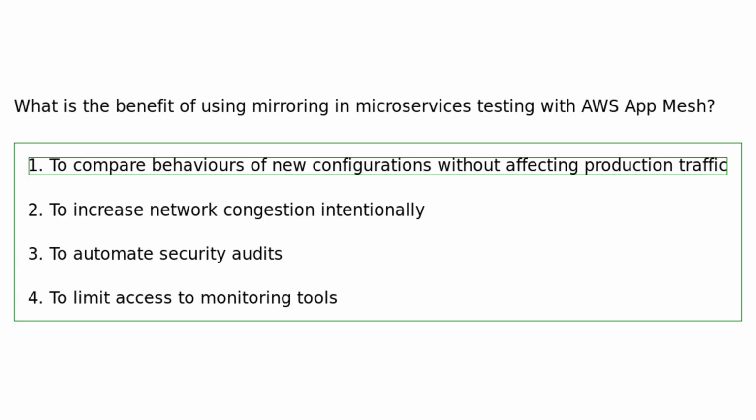Using mirroring in microservices testing with AWS App Mesh allows users to compare behaviors of new configurations without affecting production traffic, enabling safe testing and validation of changes.